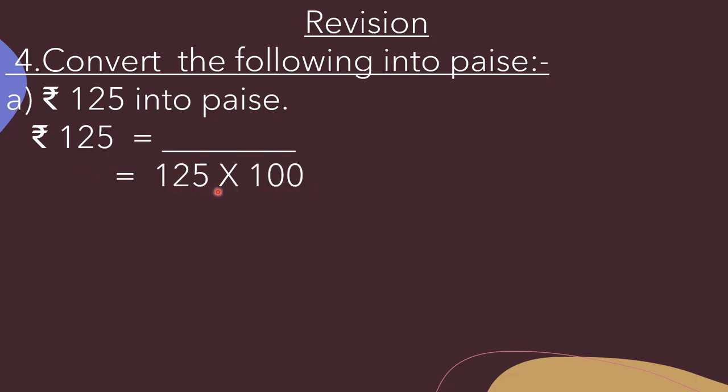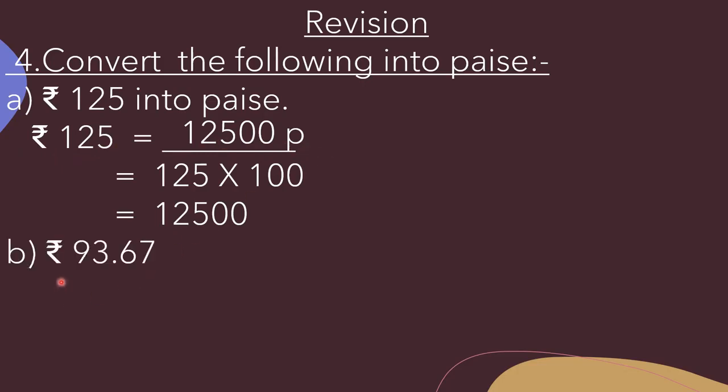And when we want to multiply a number by 100, what we will do? We will just add 2 zeros to the right hand side of the given number, and here 125 is given. So here we will write 125 and after that we will put 2 zeros. So what is the number now? That is 12,500. So here we will write the answer 12,500 paise. So in rupees 125 there are 12,500 paise.